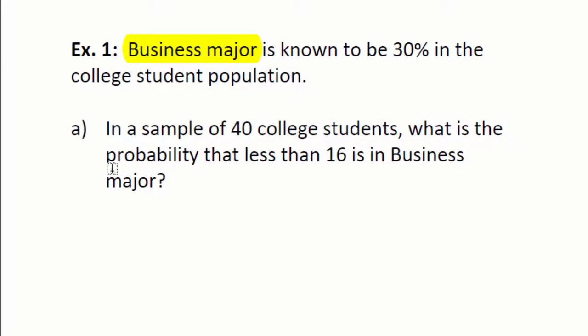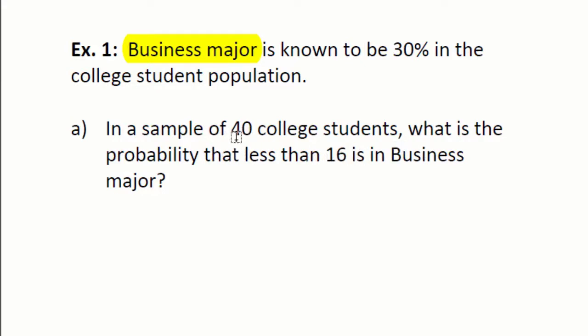So now we're starting to get into part A of the example. Part A here, right from the beginning, it says, in a sample of 40 college students. The question of this part A is asking, in this sample of 40 college students, what is the probability that less than 16 is in business major?